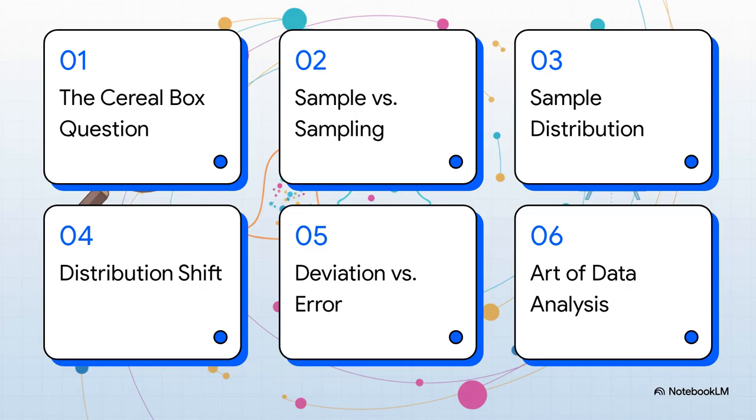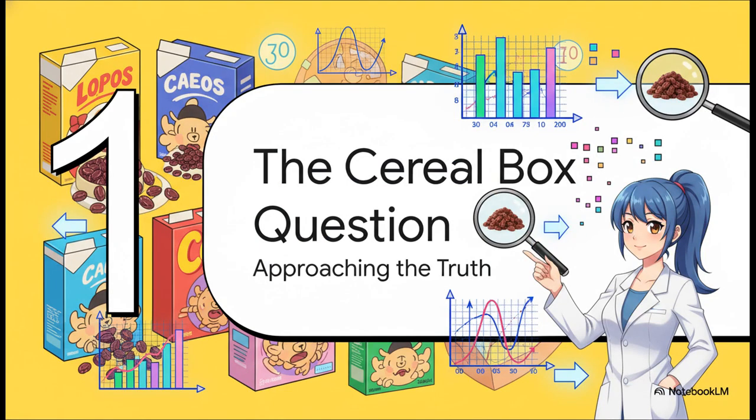All right, so here's our roadmap for today. We're going to tackle the cereal box question, look at sample versus sampling, and check out the sample distribution. Then, we'll dive into the sampling distribution shift, navigate deviation versus error, and wrap it all up with the art of data analysis.